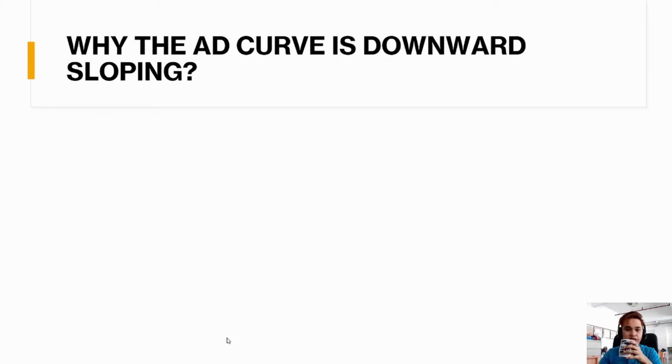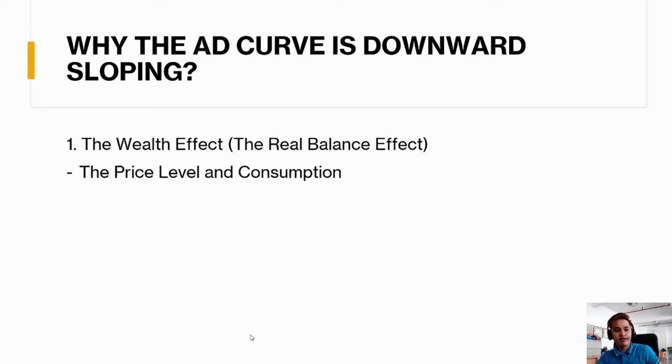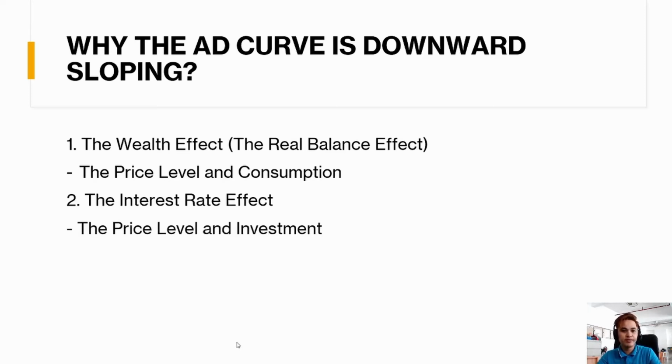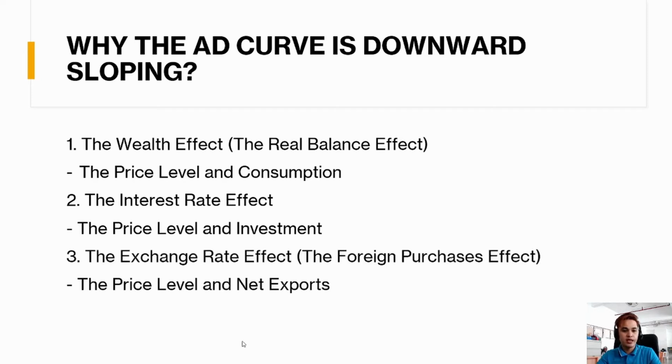So why is our aggregate demand curve downward sloping? There are three reasons for that. First, we have the wealth effect, or what is written in the module, the real balance effect. This is the interaction between the price level and consumption. Then the interest rate effect, the interaction between price level and investment, and then the exchange rate effect or the foreign purchases effect, the interaction between the price level and net export. That is the reason why the relationship between price level and real GDP is inverse.